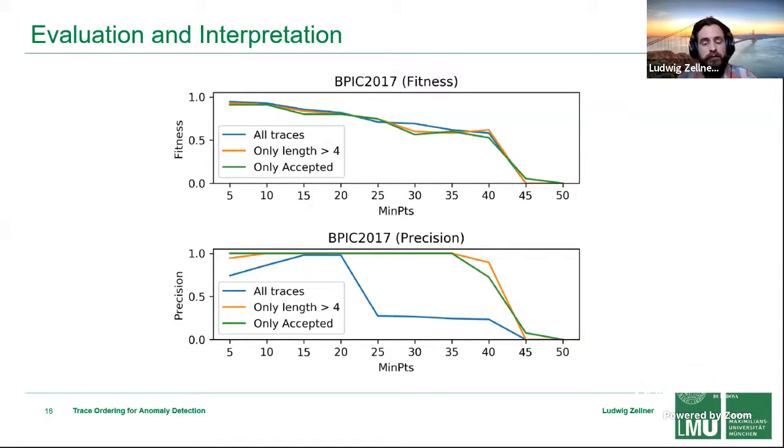Furthermore, the fitness drops slightly over the min points values. That is due to the smoother reachability curve when the number of min points increases, and the traces at the borders of the values are not detected. Regarding precision, we can see a clear drop around min points equals 20, which can be explained by a higher number of short cases, which naturally have smaller distances. Furthermore, they are anomalous by size, hence they are detected first most of the time.